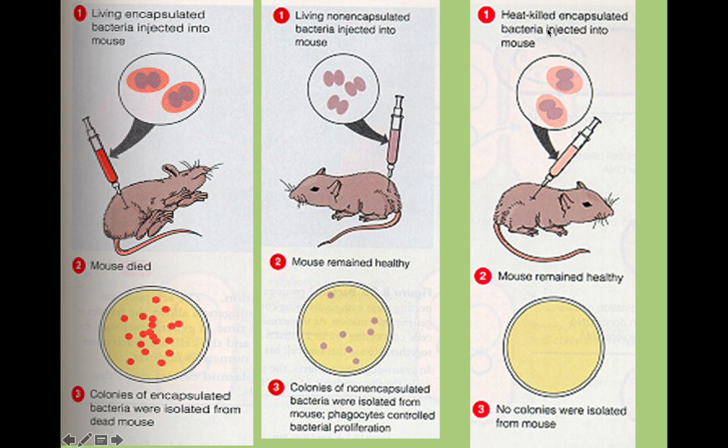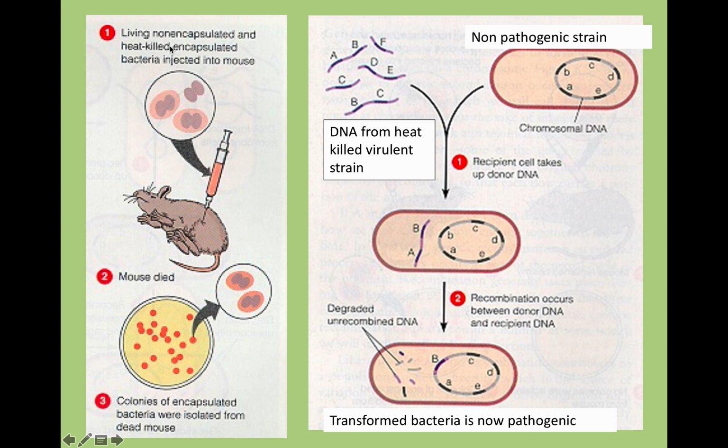Now what he does is he takes the heat-killed, so number one here, heat-killed bacteria, injects it in the mouse, remains healthy, and does not culture anything from the mouse, which makes sense. If you kill the bacteria, you're not going to have any growth. Now what he does is he's going to mix the heat-killed and the avirulent strain. He mixes those together, the non-encapsulated and the heat-killed, injects it into the mouse, gets sick and dies.